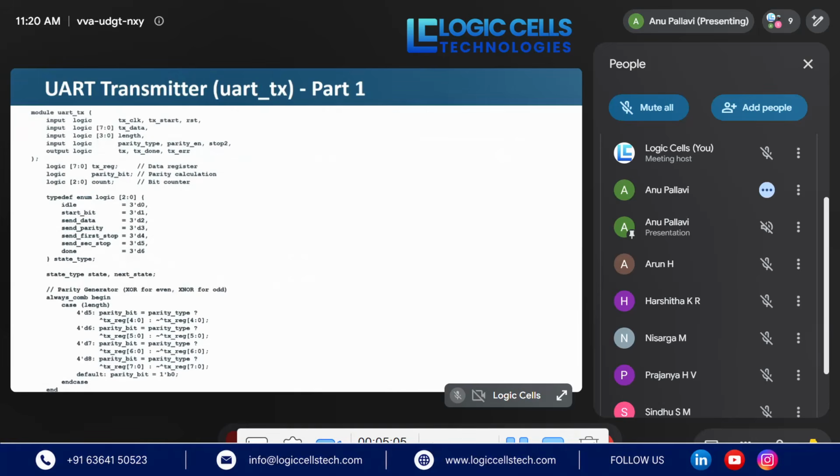This is the transmitter code. This is the first part, like TX data.